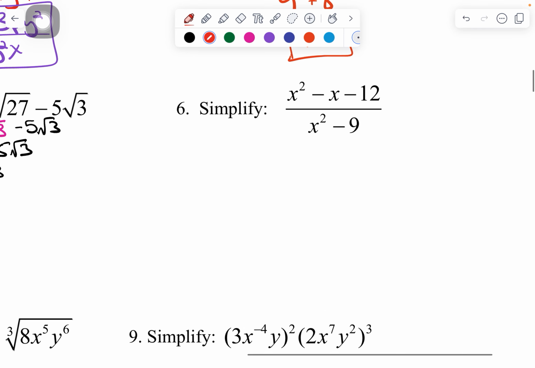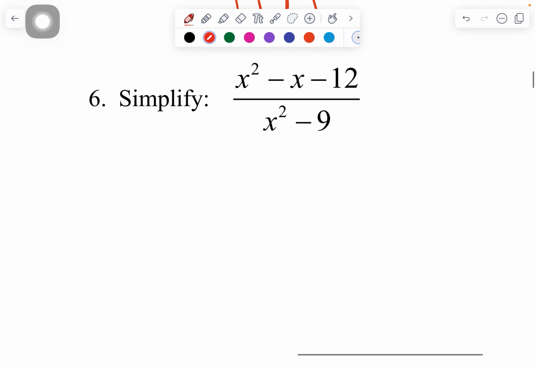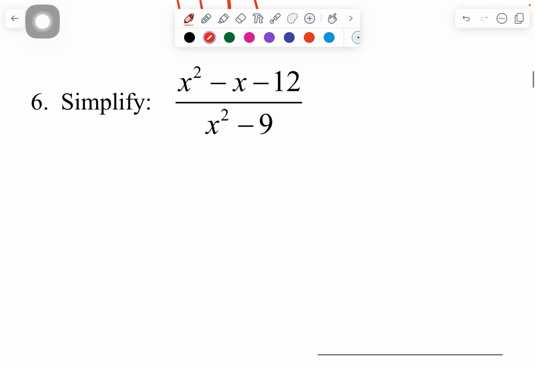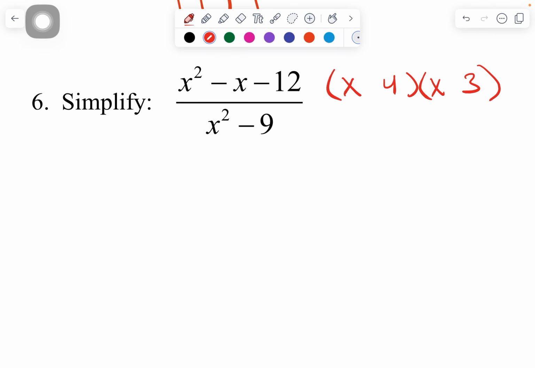Number 6. Simplify. Your job is to see if you can factor and cancel. So to factor the numerator, we're going to split the x. I need to think of numbers that multiply to negative 12 and add up to negative 1. So we're going to go 4 and 3. That's a horrible plus sign.